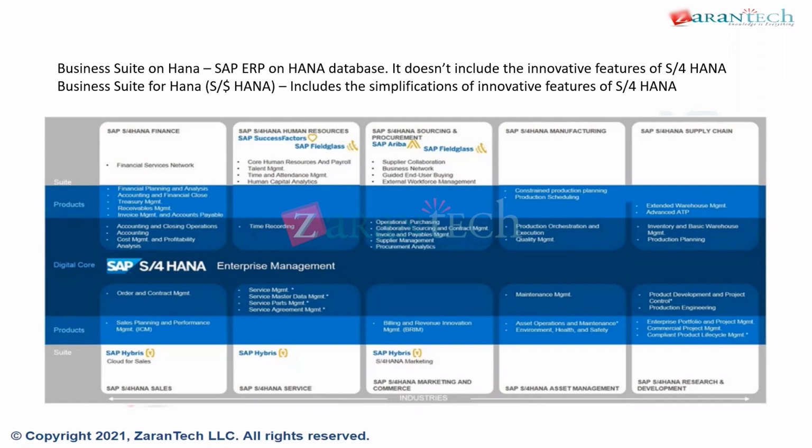So S4 HANA Enterprise Management includes all the modules: finance, procurement, HR, sales, and everything. And it smoothly integrates with SAP's cloud applications. SAP has cloud applications like Concur, Ariba, Fieldglass, Hybris. Concur is for travel management. For the employees, if there are any travel-related expenses, they can submit their bills for reimbursements. So Concur seamlessly integrates with S4 HANA.